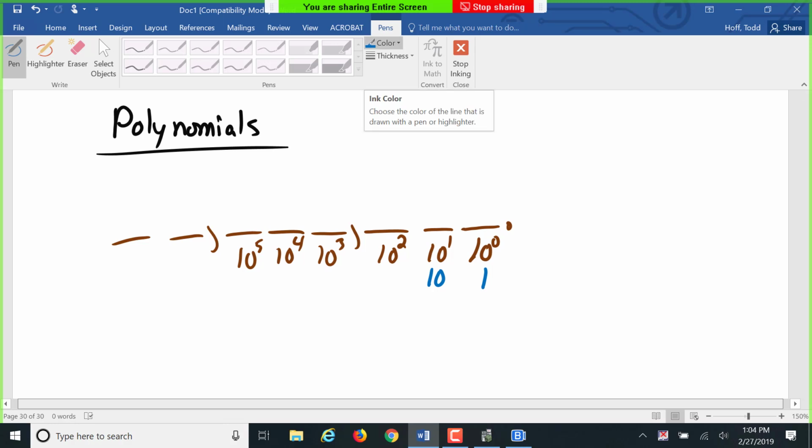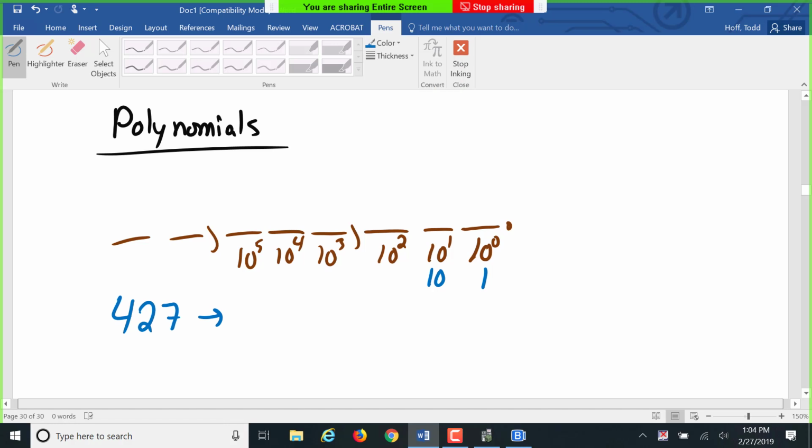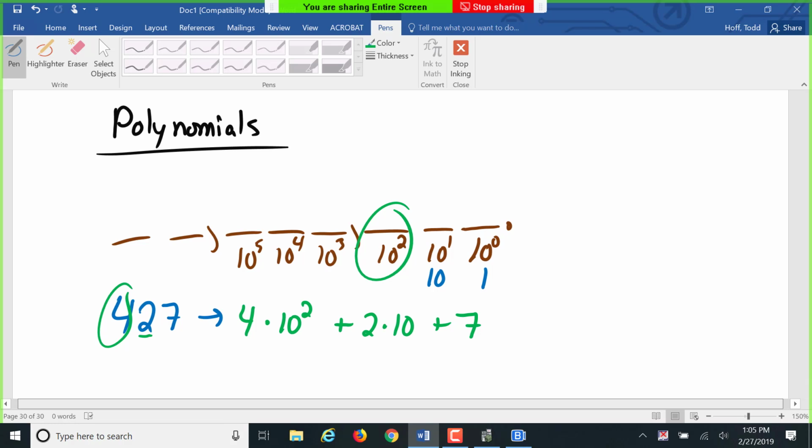So when we have a number in long form, like 427, we can write that as 4 times 10 squared, because that 4 is in the 10 squared place, plus 2 times 10, because it's in the 10 to the 1 or just the tens place, plus we could do 7 times 1, but since 1 doesn't change things, we typically just write it as 7.